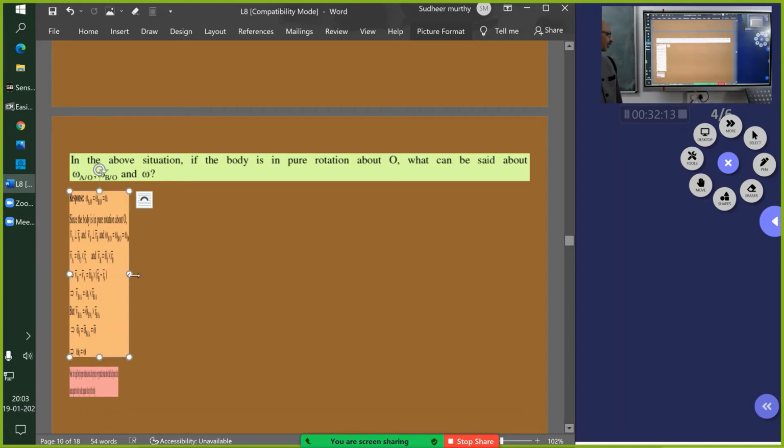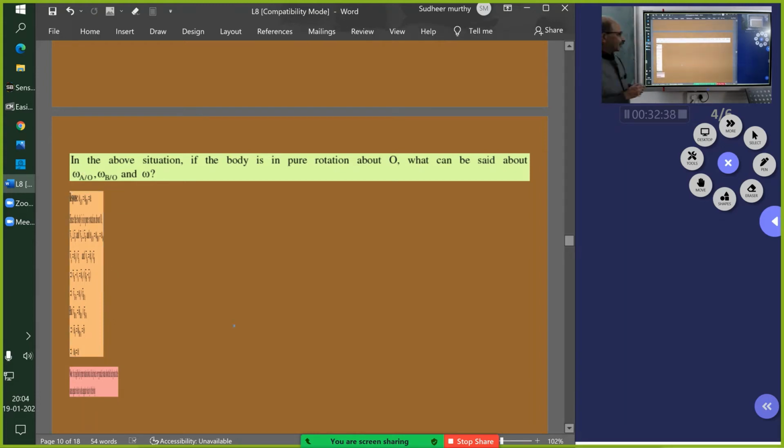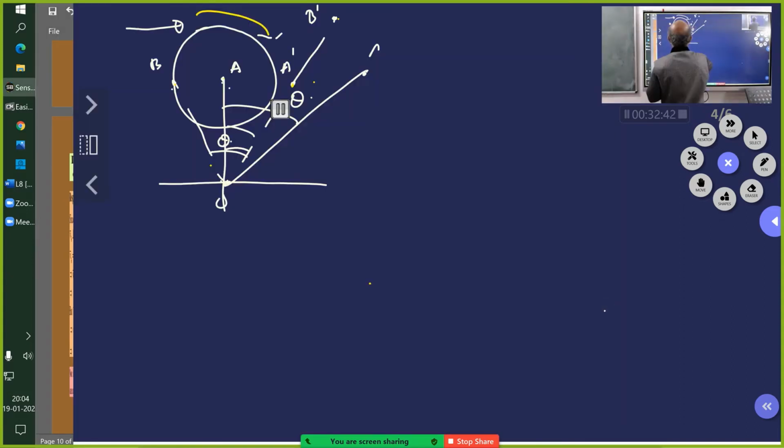What is omega? Omega is the whole body rotating. See, it is pure rotation. In the above situation, if the body is in pure rotation about O, only about O, there is no rotation in the body itself. But the line AB, listen here, the line AB is rotating. Very good. So take that into consideration.